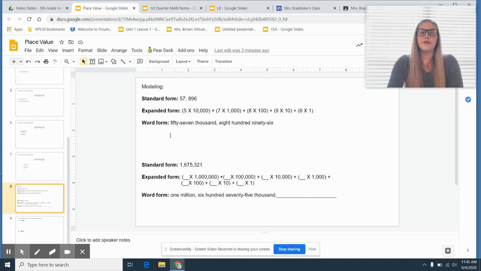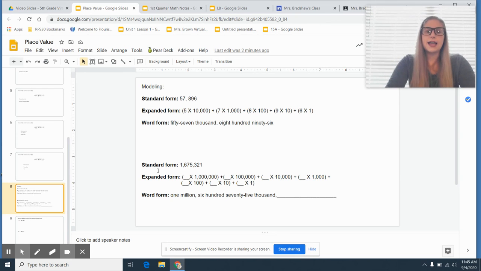Then for word form, this is the one that we did last week. We write it in word form exactly how we say it. So whenever we hear ourselves say it, this is how we would write it. 57,000, comma, because it's the end of a period, 896.